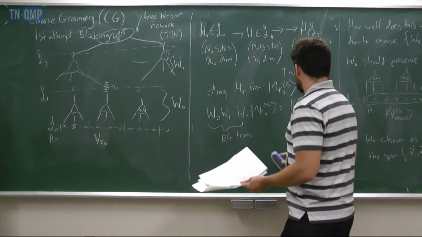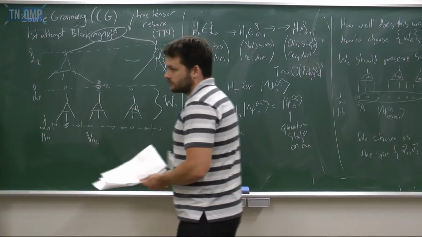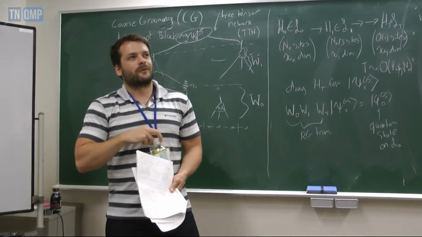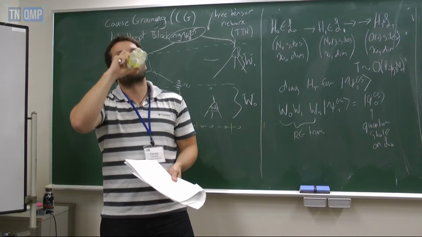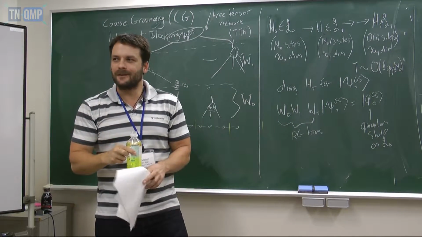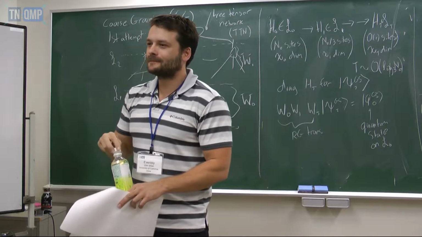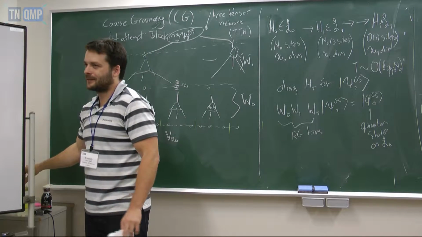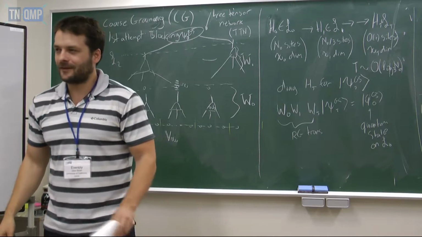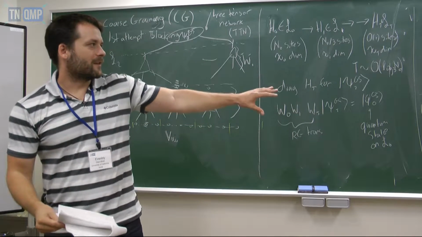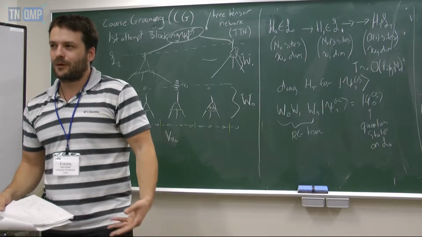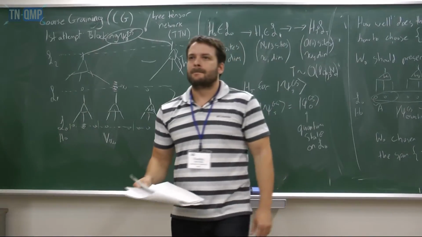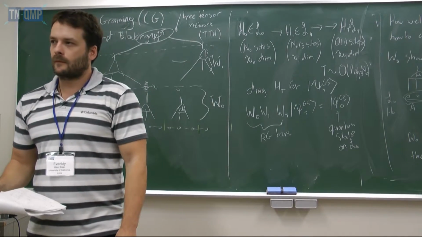In what sense is it optimal? Are you going to talk about that? Well, it's almost by definition the choice that preserves as much of the ground state as possible. So I think that for a given chi, it's an optimal choice.